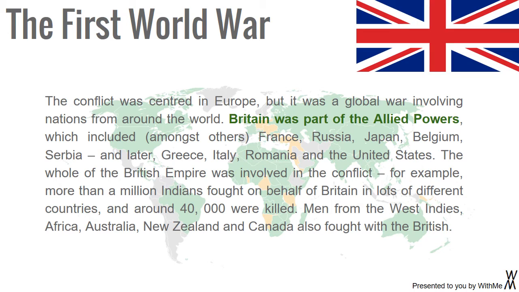Britain was part of the Allied powers, which included, amongst others, France, Russia, Japan, Belgium, Serbia, and later, Greece, Italy, Romania and the United States. The whole of the British Empire was involved in the conflict. For example, more than 1 million Indians fought on behalf of Britain in lots of different countries, and around 40,000 were killed. Men from the West Indies, Africa, Australia, New Zealand and Canada also fought with the British.